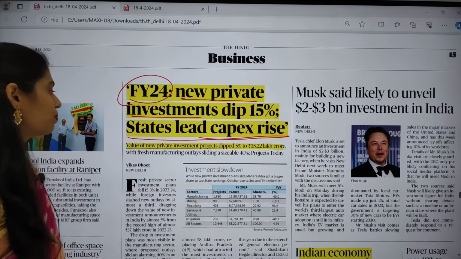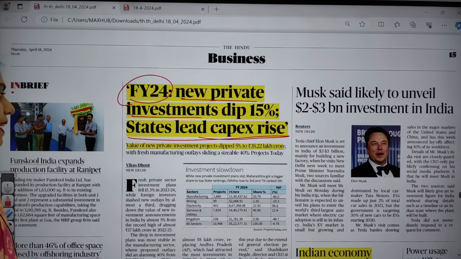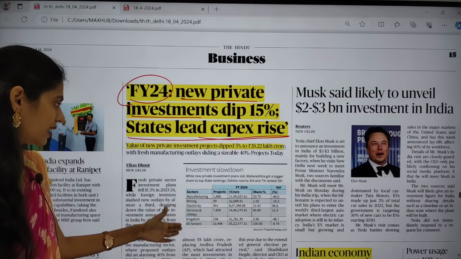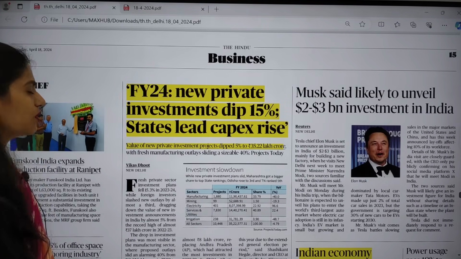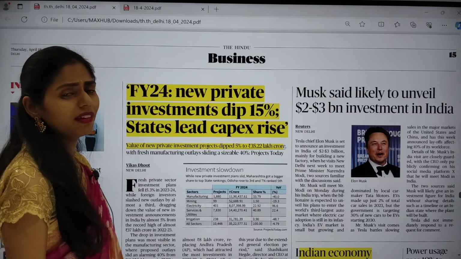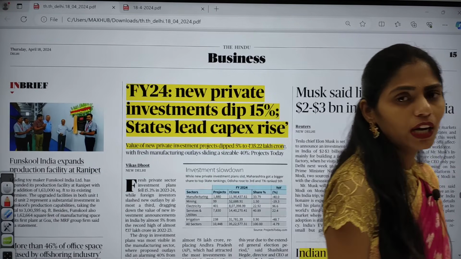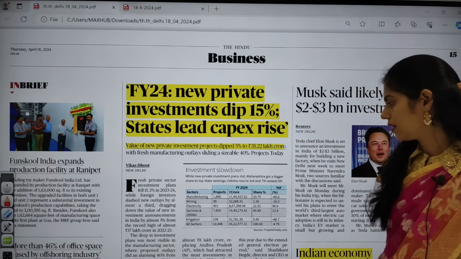So what happens? New private investment had decreased. That is what is mainly said in these sectors. And you have to see investment. In investment you will have different types like FII, FDI and FPI. You have to see that.